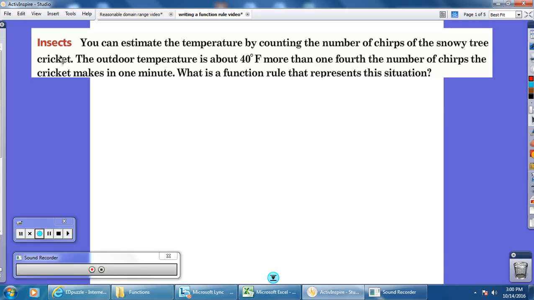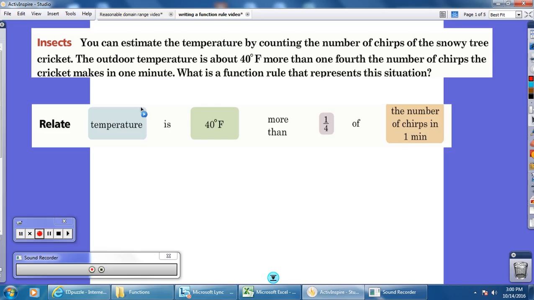The outdoor temperature is about 40 degrees Fahrenheit more than 1/4 the number of chirps the cricket makes in 1 minute. What is the function rule that represents this situation? So now you've got to read all this and figure out, okay, what am I going to take out? What is this telling me? So let's see what it's telling you. It's telling you the temperature, right? The temperature is 40 degrees Fahrenheit more than 1/4 the number of chirps in 1 minute.